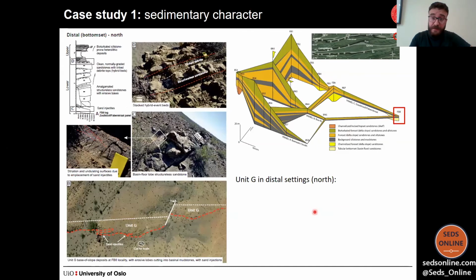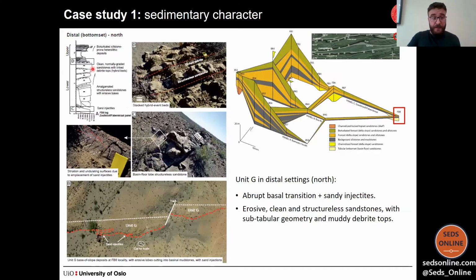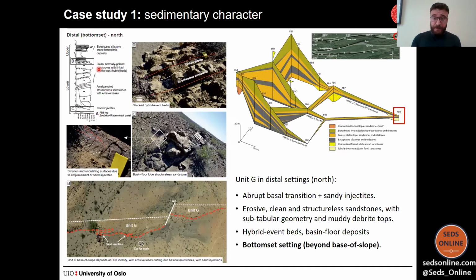Finally, in the distal part of the basin, in the upper right corner here, we see that unit G in the distal settings shows an abrupt transition from the underlying mudstones with presence of some injections, injectites. So this is how injectites look like in the field. And then we have above this erosive, clean and structureless sandstones that show a subtabular geometry and also these muddy debritic tops. So we interpreted those as hybrid event beds and therefore already basin floor deposits, suggesting that this part was already into the bottomset setting beyond the base of slope.